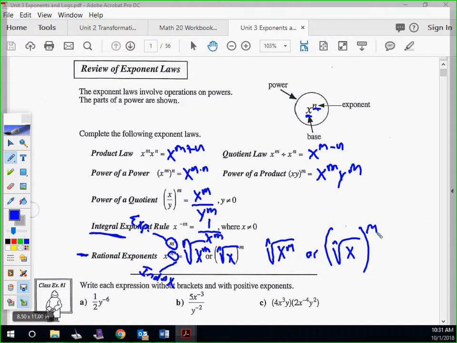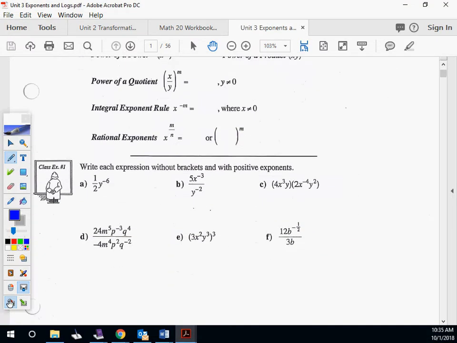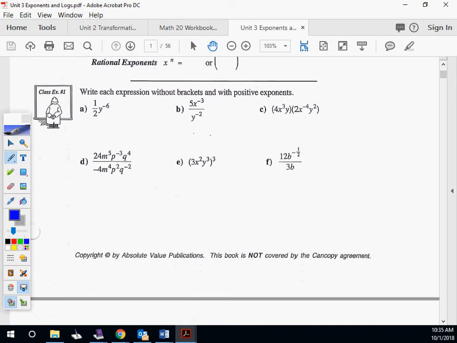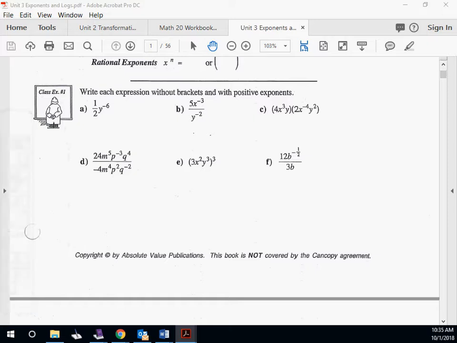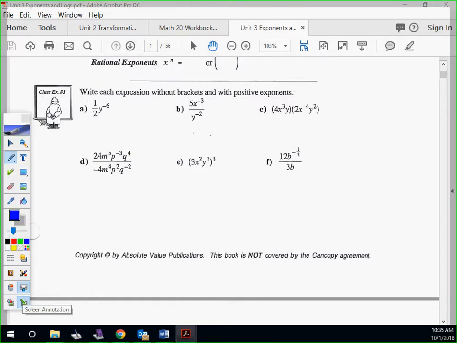Okay, and then through these examples, we're just going to do some exponent work with the following stuff as review. A lot of these things you've done before. The directions for example 1 say write without brackets and with positive exponents. So if I have 1/2 y to the negative 6, that would be 1 over 2y^6. The y^6 gets pushed down with the 2. That's how it makes a positive exponent.